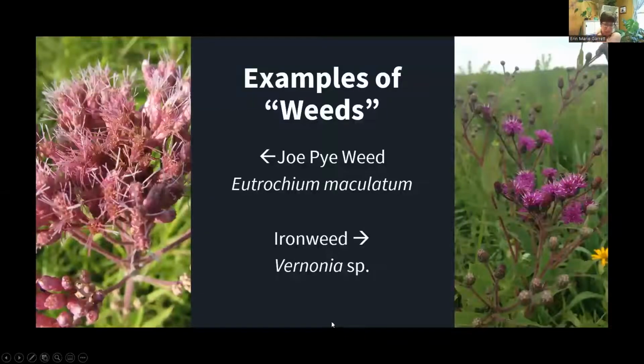Okay, and then just last two examples of plants with weed in their name that we might want to rebrand: Joe Pye weed and ironweed. These do get to be taller species, so you could say that their growth is more weedy, but really beneficial ecologically for insects and other wildlife.